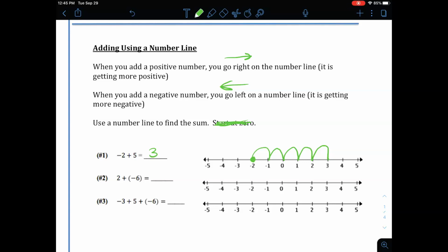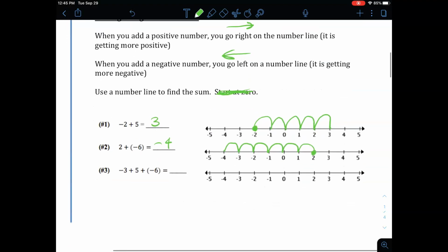Okay, good. Number 2, we have 2 plus negative 6. We're at 2. And we are adding negative 6. We're getting more negative. Are we going to go to the left or to the right? We're going to go to the left 6. We're going to go 1, 2, 3, 4, 5, 6. We got negative 4. Okay.